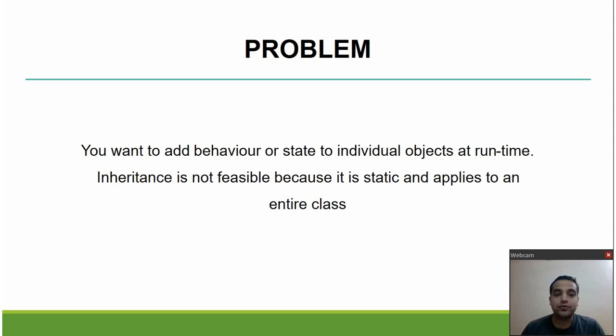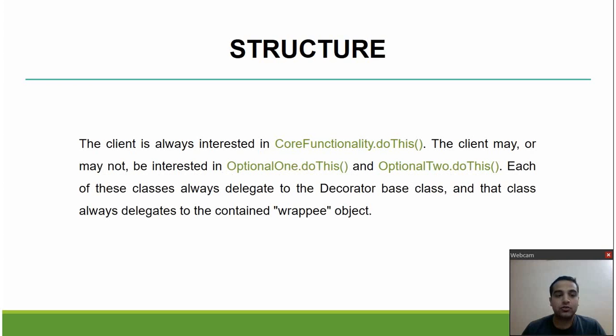So the problem is, if we want to add a behavior or state to an individual object during runtime, inheritance would not be a wise choice because that is static, as I already mentioned. So if we go to the structure of the decorator design pattern, any client that we are working with will be more interested in the core functionality rather than all the optional functionalities that we have.